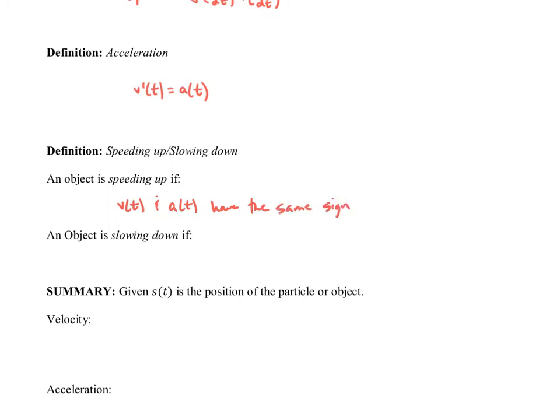So they're either both positive or both negative. I'm going to give you examples of this in a moment. And if you're slowing down, if your speed is decreasing, then the acceleration and the velocity have opposite signs.